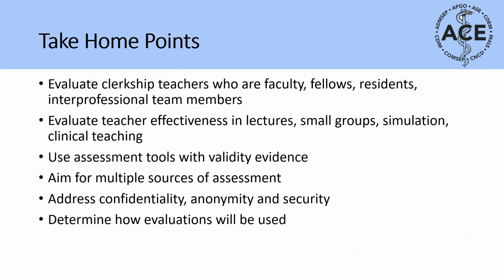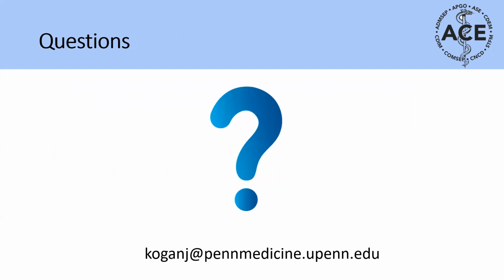Next slide. So, take home points. Remember that the teachers in a clerkship are more than just the faculty, and that you want to assess teaching effectiveness in multiple different contexts, either finding tools with validity evidence or collecting validity evidence for the tools that you're using. Think about some of these other sources of assessment. Think about the pros and cons of confidentiality and anonymity, and then make decisions about how the evaluations will be used. So I think that is it. I know we're at time, but I am happy to stick on for a few minutes if folks have questions.